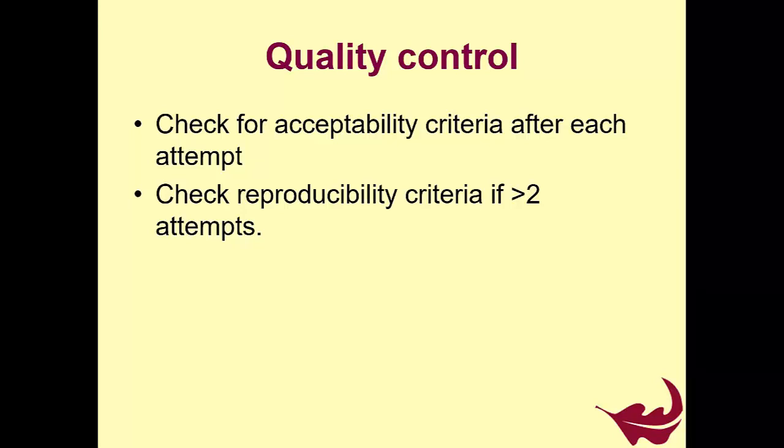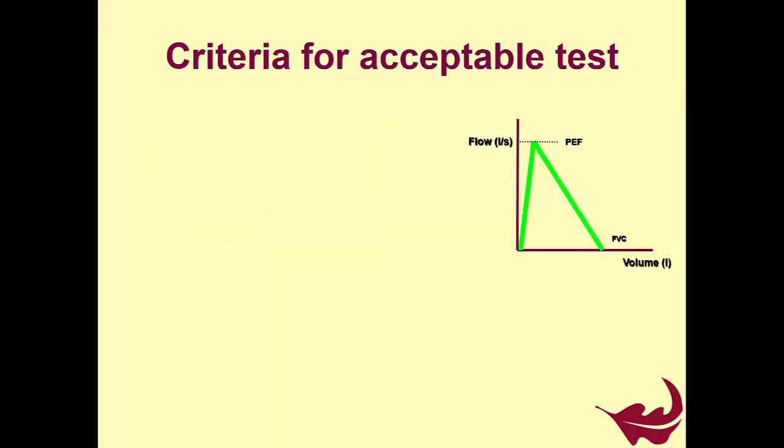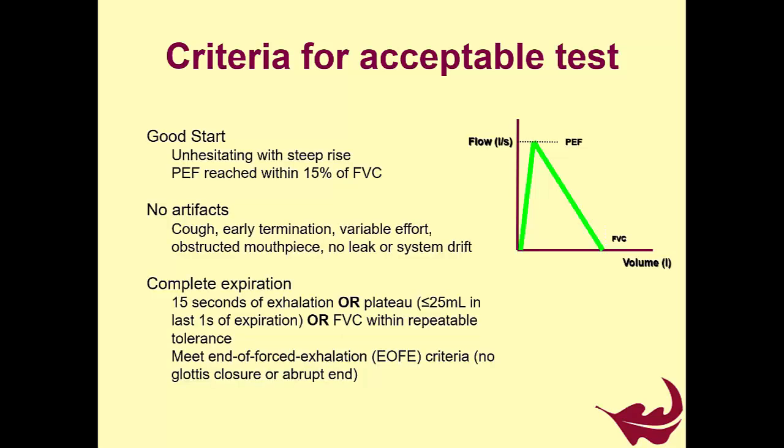In terms of the quality control, each time the person does a test, an attempt, we need to check for the acceptability criteria after each attempt. And once you have more than one, we look at the reproducibility criteria, as you well know. So let's just run through the newest criteria for an acceptable test. So number one, there must be a good start with a very steep rise.